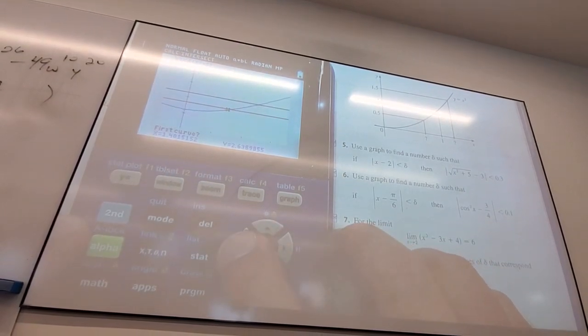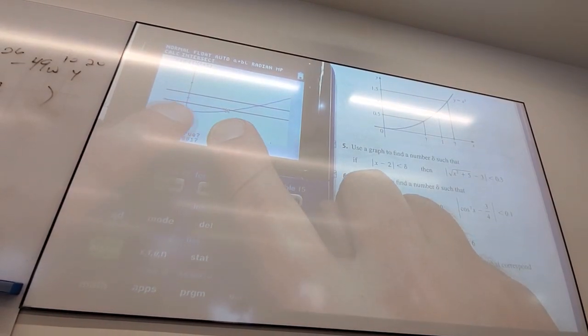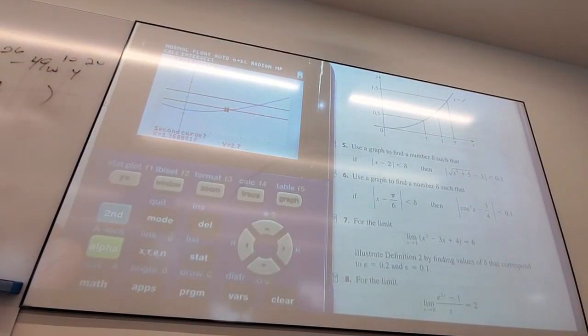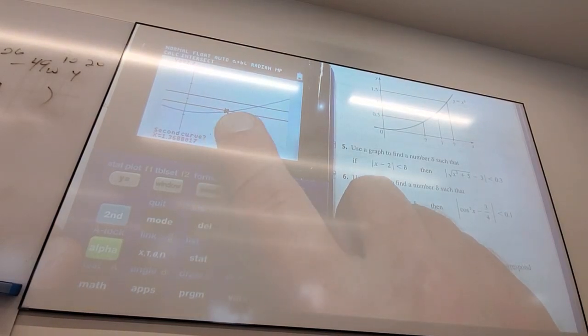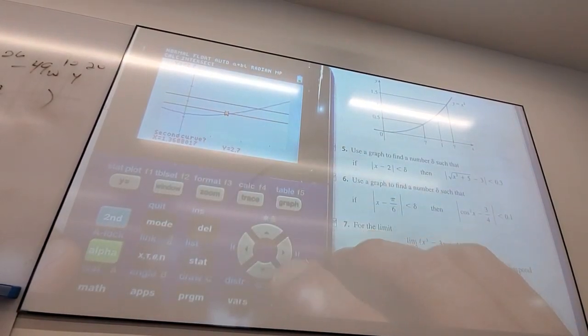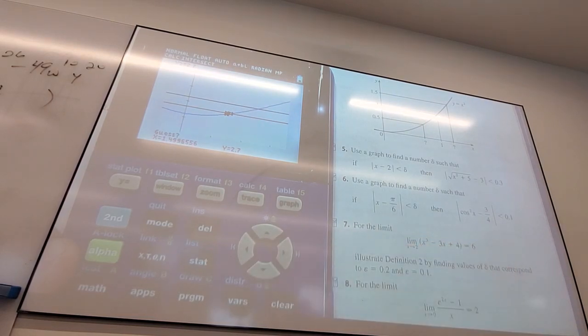it's going to ask me first curve. All right, one of the curves I want is the blue one. Is that cool? Then it's going to say second curve. Do you see how it bounced up to the red line for me? Enter, and then it's going to say guess. So I'm going to go right where it looks like they intersect.